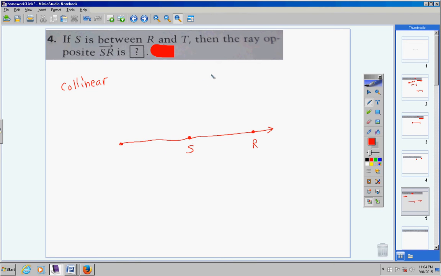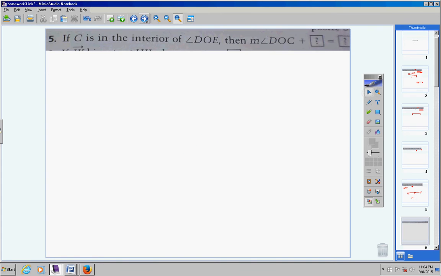So here's what they're asking. The ray opposite ray SR is what ray? Well, guys, think about it. If this is ray SR right here, what ray is opposite that? I better put T here. What ray is opposite that ray? This ray here. They're going opposite directions. So ray ST. Please do not put ray TS. The initial point is here, the ending point is here, so it's called ray ST. Alright, moving on to number 5.